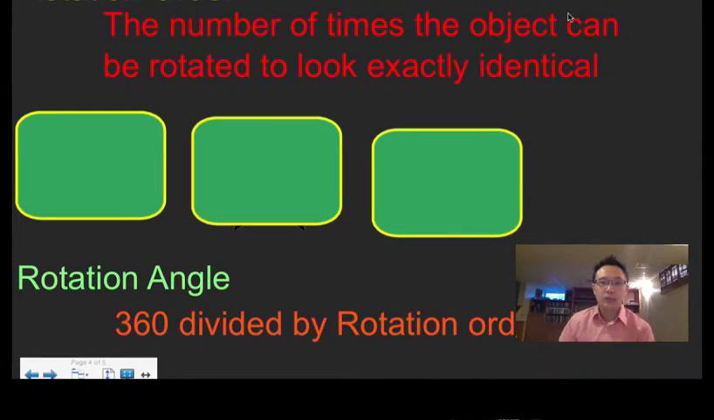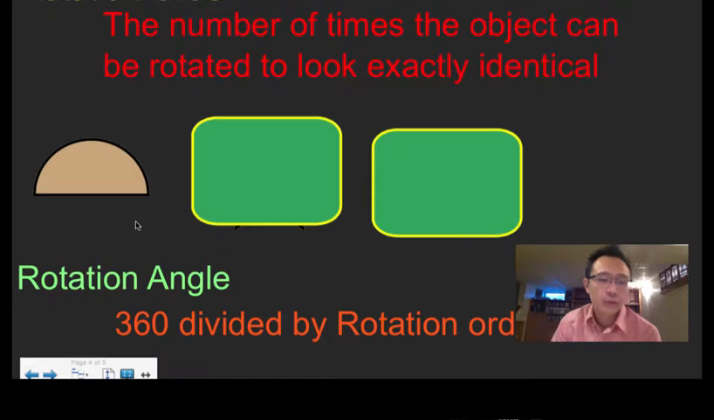Briefly, the rotation order is the number of times you can rotate or turn your object to look exactly identical to what you started off with. So this does relate to the line of symmetry a little bit, but this is more on the rotation.